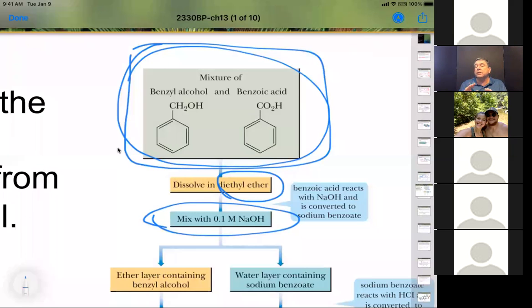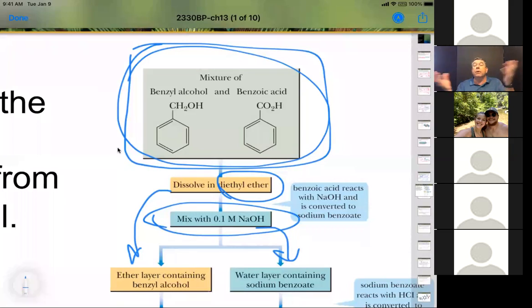Remember, neither one of these compounds is very soluble in water when they are in their protonated forms. Okay. So then, if we separate that out and took the ether layer on one side and the basic layer on the other side, that means the benzyl alcohol is not deprotonated by sodium hydroxide, so it's going to stay in the organic layer. The benzoic acid is deprotonated by the sodium hydroxide and therefore is pulled into the water layer. So now we have separated them by their chemical properties.